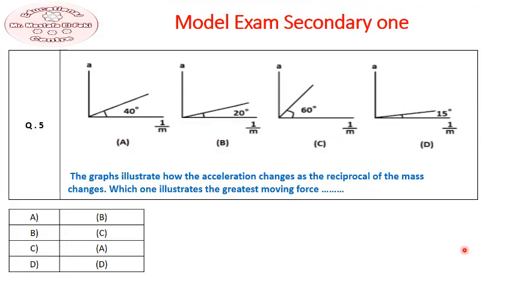Question 5. The graphs illustrate how the acceleration changes as the reciprocal of the mass changes. Which one illustrates the greatest moving force? At first, the slope means F. A over 1 over M means force. The greatest angle is tan 60. Then the slope equals tan 60, that is equal to root 3. This is the largest or the greatest force.